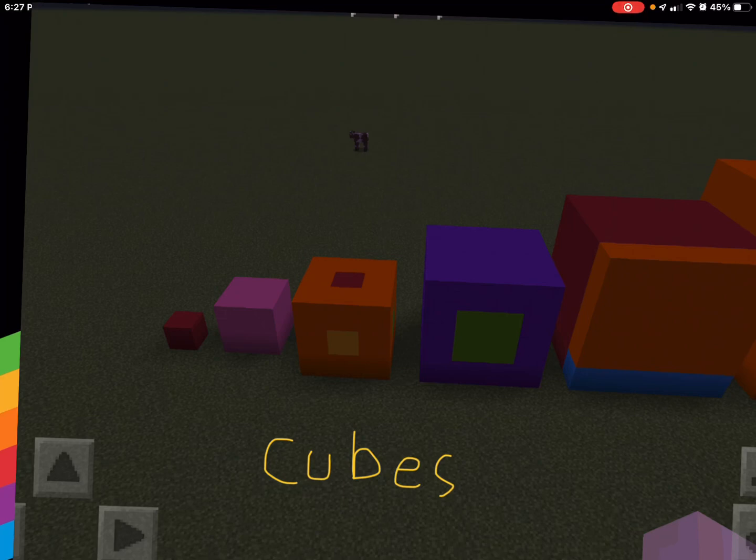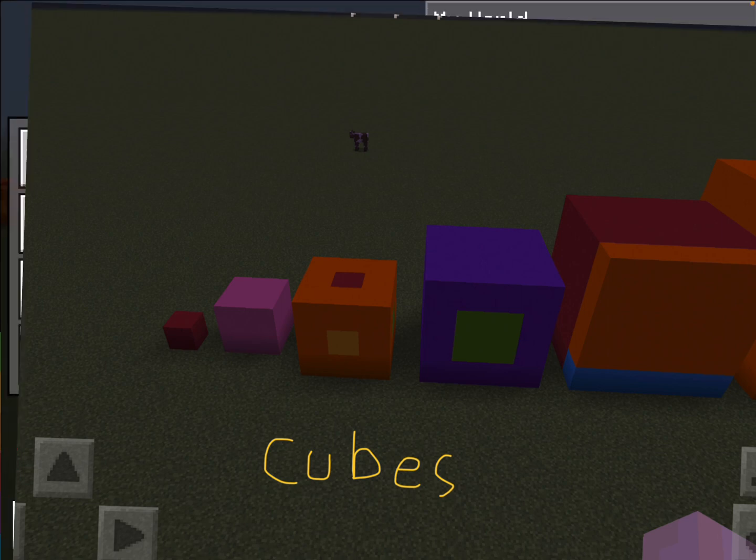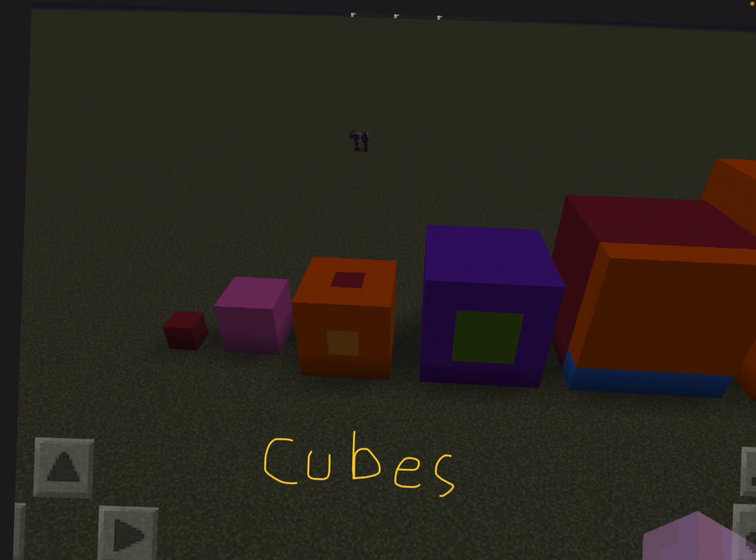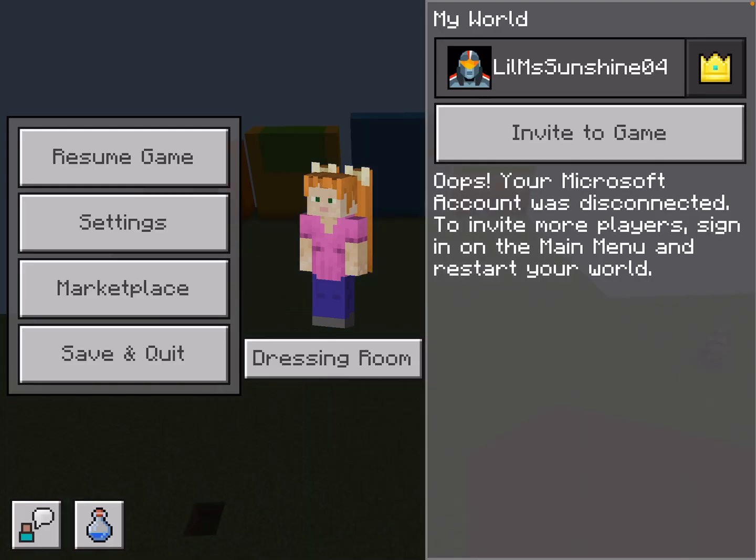Hello. Today we are going to work on cubes, which are these squares on top of squares. Remember when we did the square video? It's just squares piled up.